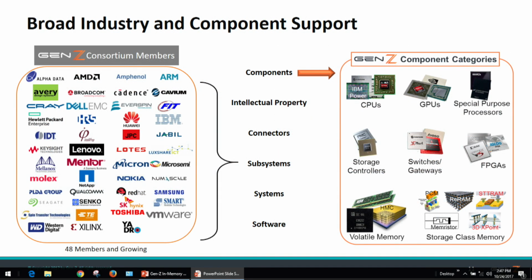Very quickly, we've got 48 companies at the moment that's been growing. All these companies are able to actually cover a variety of different types of components. So in general, the whole ecosystem is coming together.